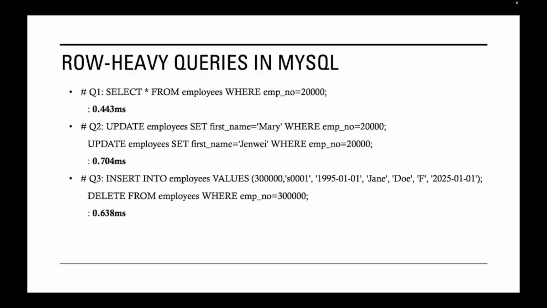For our row-heavy queries, query 1 executed in about 0.443 milliseconds, query 2 did it in 0.704 milliseconds, and Q3 did it in 0.638 milliseconds, which is very quickly.